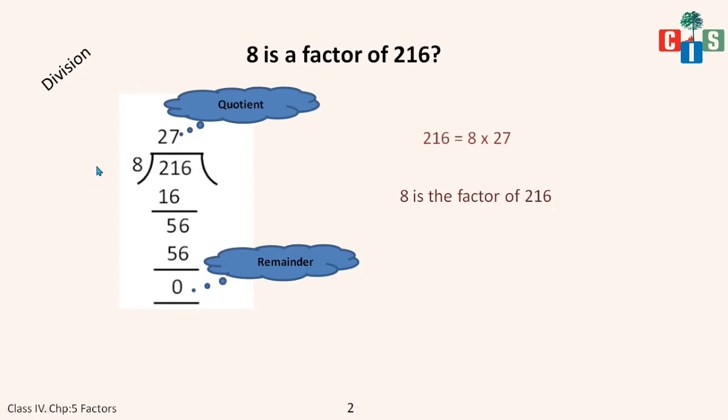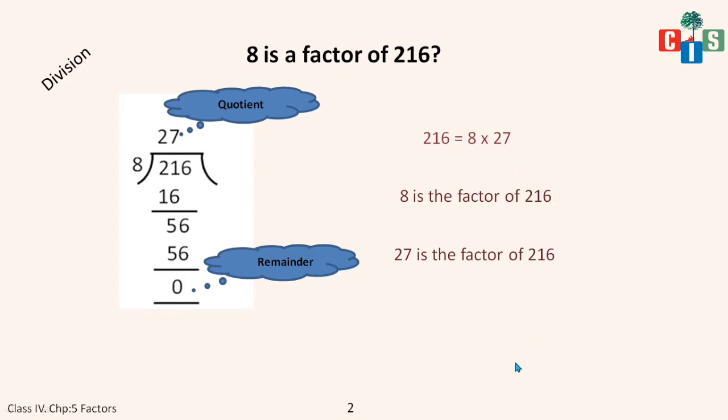See, I told you that the divisor is the factor, and what else is the factor? The quotient. Yes, the quotient is also a factor of the dividend. So 27 is also a factor of 216. And don't forget, students, 8 and 27 are not the only two, they are two of the many factors of 216. Okay? So this only helps us to know whether 8 is a factor of 216 or not.